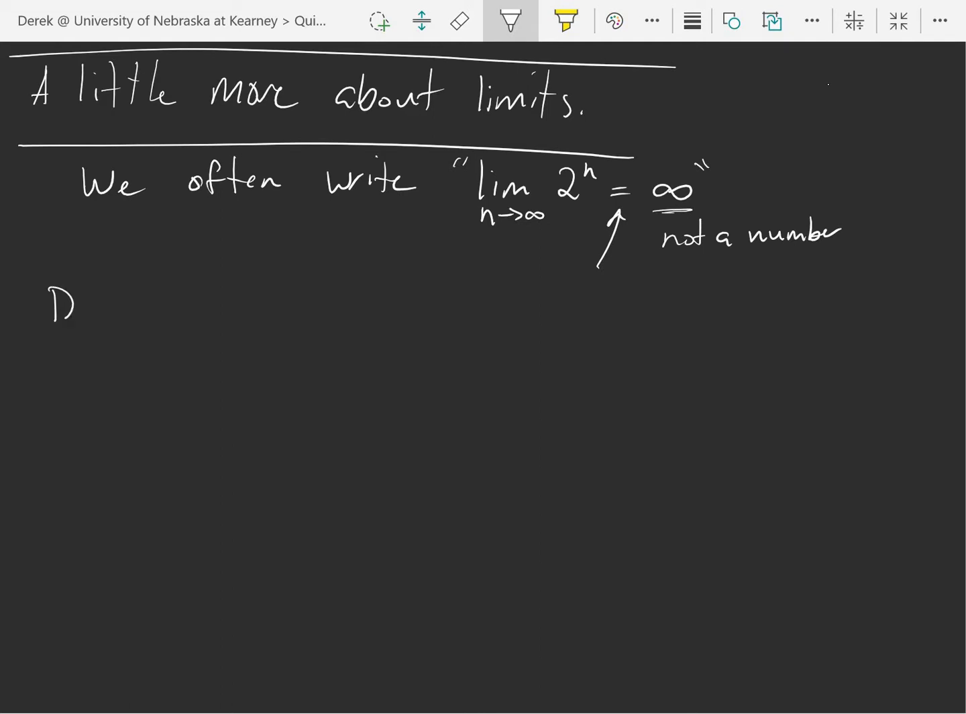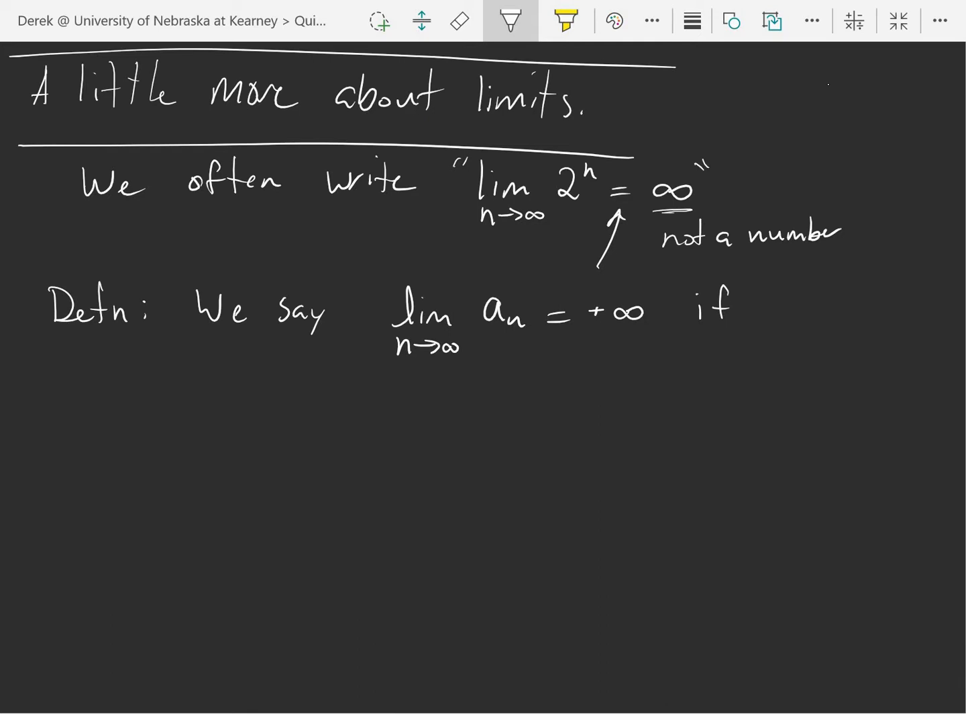So our definition for a sequence to diverge to infinity, we say the limit of a sub n as n goes to infinity equals infinity. I'm going to leave a little space there. We'll go with a plus sign for now because I'm going to talk about what it means to go to negative infinity as well. We say that this goes to positive infinity if eventually the sequence is unbounded.